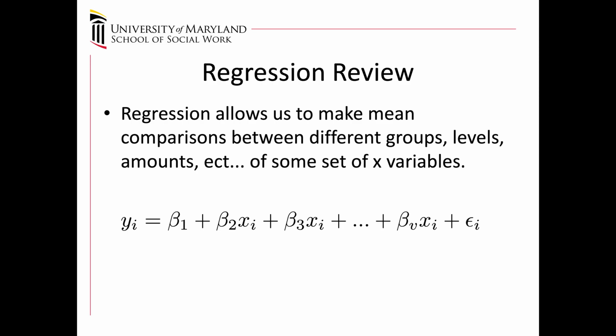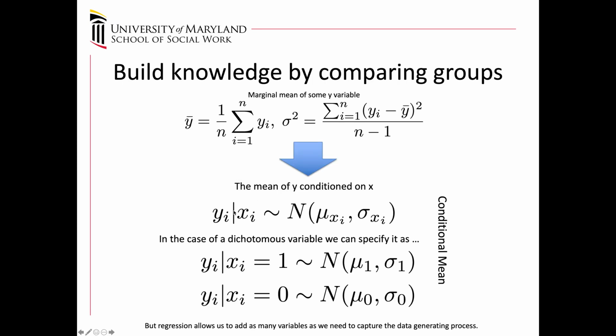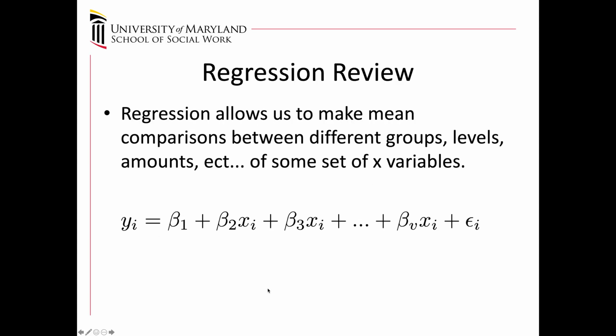And as such, we want to move to a system, and for most of the rest of the semester, we're going to be thinking of these mean comparisons not in terms of actual means, but in terms of regression coefficients. Regression allows us to make mean comparisons between different groups, levels, amounts, etc. So we're not just stuck with comparing a continuous or interval variable across a couple of groups. We can have multiple groups, continuous variables, count variables, the list goes on and on, and we can throw them all into the regression equation. But fundamentally, we're doing what we just did in that previous slide. We are just conditioning some y variable on a set of x variables and calculating the mean for various groups. So we're still doing that. That's all we're doing, and that's all we're going to do for the rest of the semester.